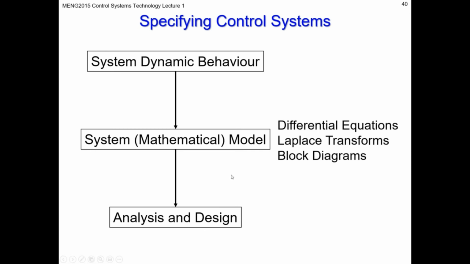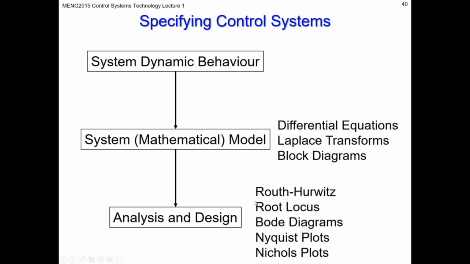So here are some of the tools in the toolbox to mathematically model the system's dynamic behavior. We can use differential equations, which we then transform using Laplace transforms. Once we've got our Laplace transforms, we can create our block diagrams. Our block diagrams basically represent our system in the Laplace form. Then for the analysis and design, there'll be a lot of work that we do to understand how these tools work and how we can use them.